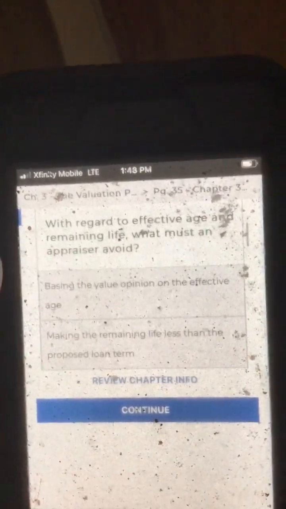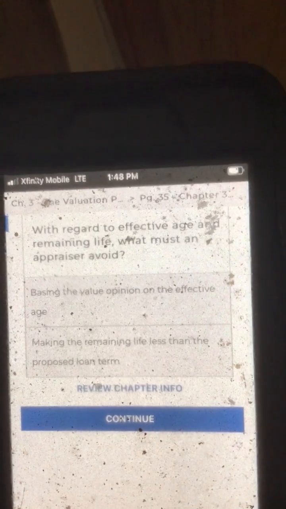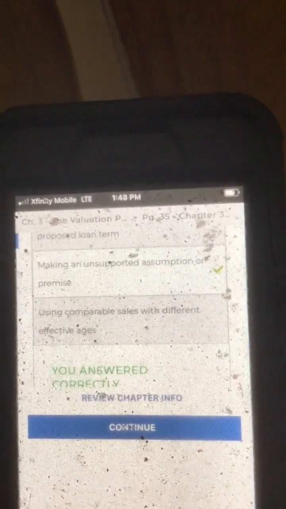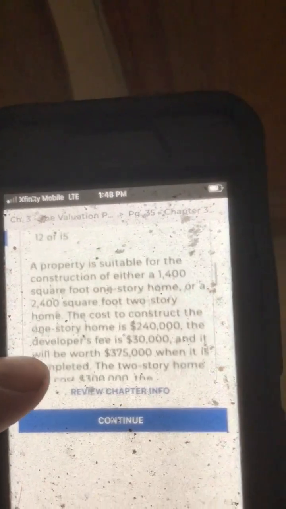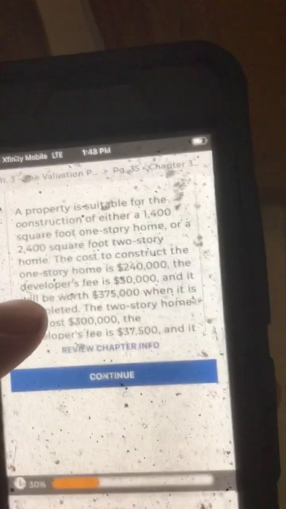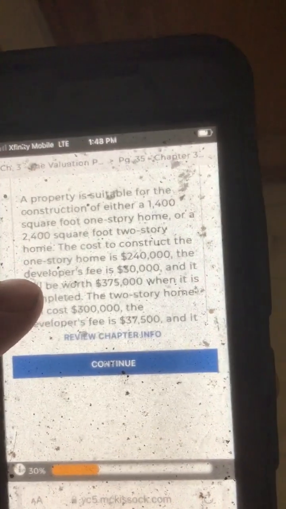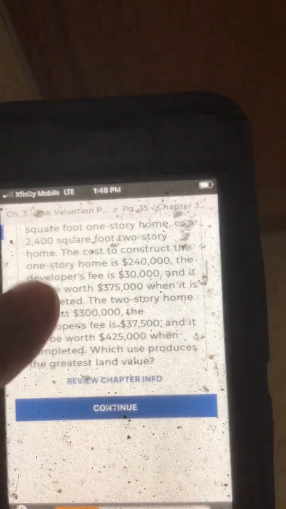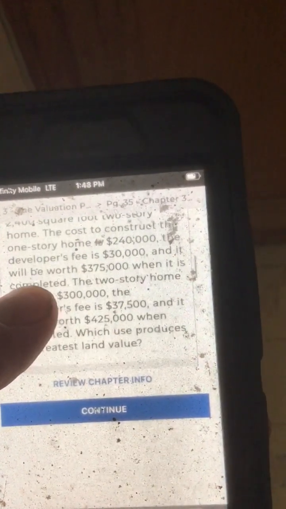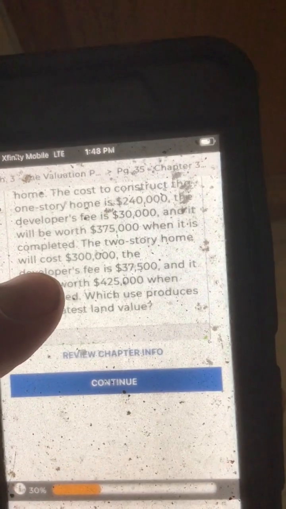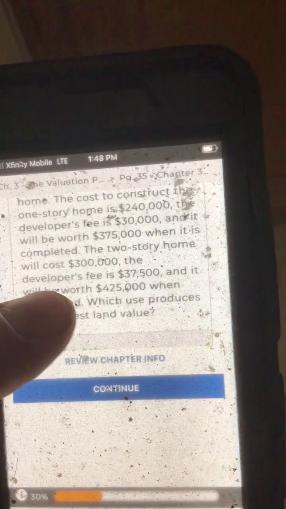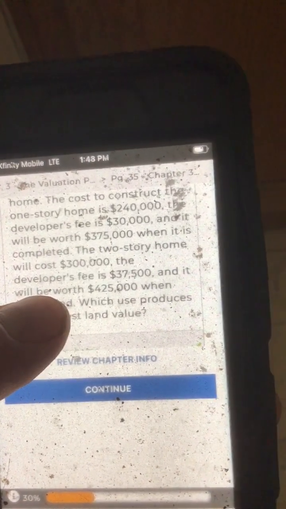Number 11. With regard to effective age and remaining life, what must an appraiser avoid? You said making an unsupported assumption or premise, and that is correct. Number 12. A property is suitable for the construction of either a 1,400 square foot single family one-story home or a 2,400 square foot two-story home. The cost to construct the one-story home is $240,000. The developer's fee is $30,000, and it will be worth $375,000 when it is completed.